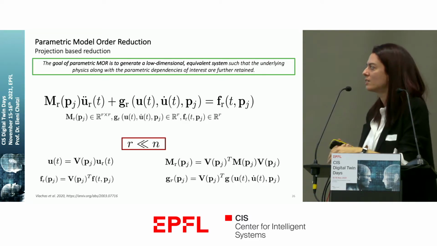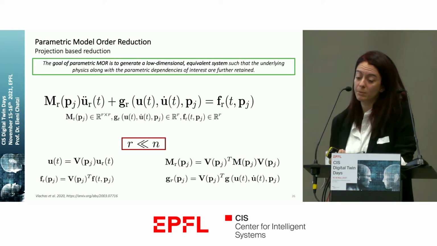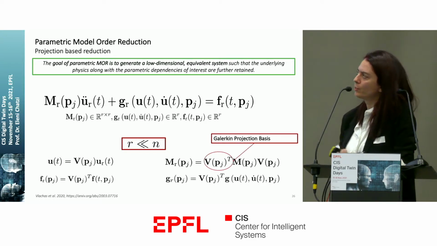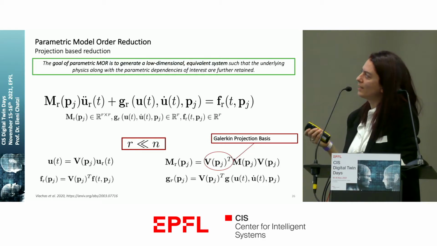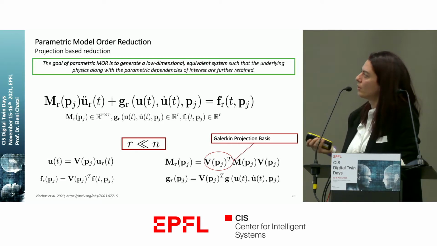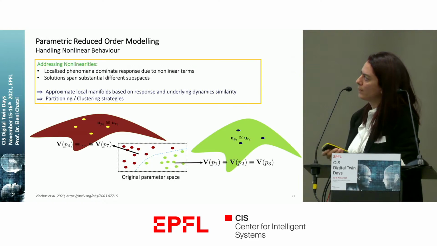If this was a linear system, again, the easy equivalent to think about would be modal analysis. But in this case, we achieve this through proper orthogonal decomposition. We obtain a reduced space by using simulations of this full order model, applying the proper orthogonal decomposition, and deriving a transformation matrix, a Galerkin projection basis that takes us to this lower dimensional space.